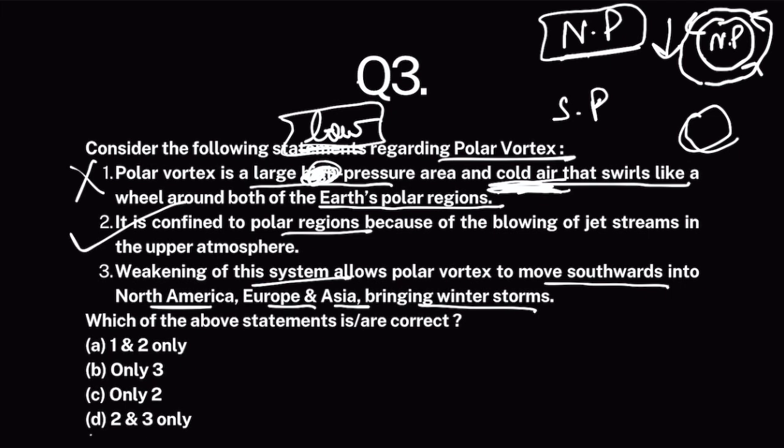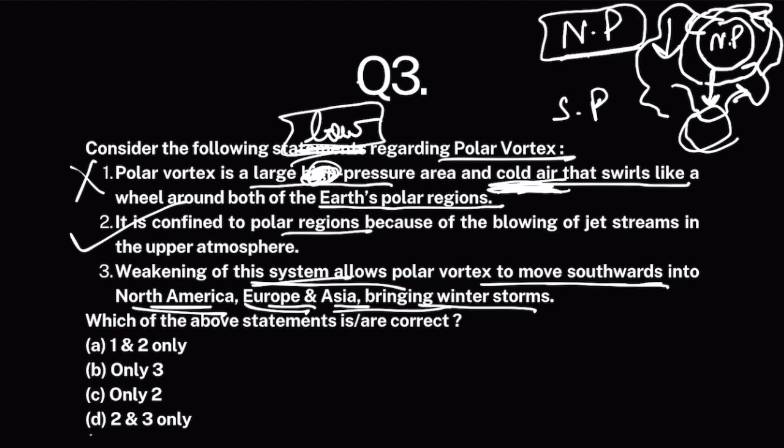But when this polar vortex becomes weak, okay, it does not have enough low pressure. When this polar vortex becomes weak, these jet streams become wobbly. Okay, they become wobbly. They move southwards. And because these jet streams move southwards, this cold air mass also enters southwards. And on the south lies North America, Canada, and USA. Right? So weakening of this system allows polar vortex to move southwards into North America, upper regions of Europe, also bringing winter storms. Absolutely correct.